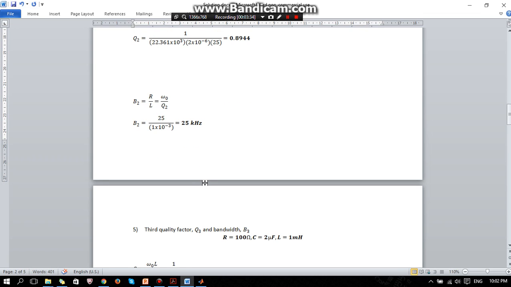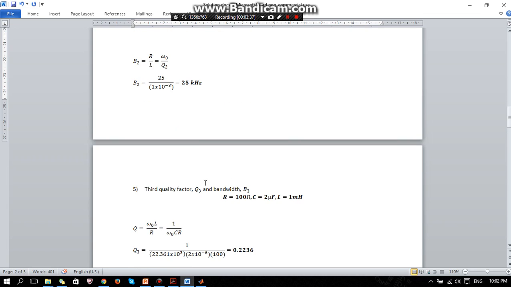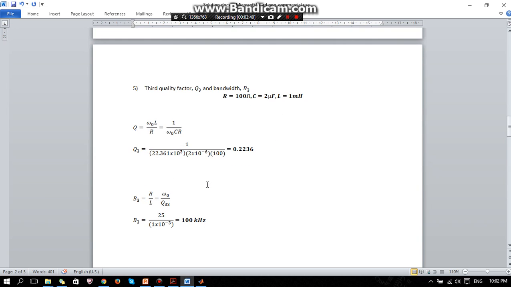Then we need to change the parameter to decrease the value of the quality factor. This is the third quality factor, Q3. We increase the value of R from 50 ohms to 100 ohm, and the values of C and L remain the same. We get Q3 equal to 0.2236 and B3 equal to 100 kilohertz.